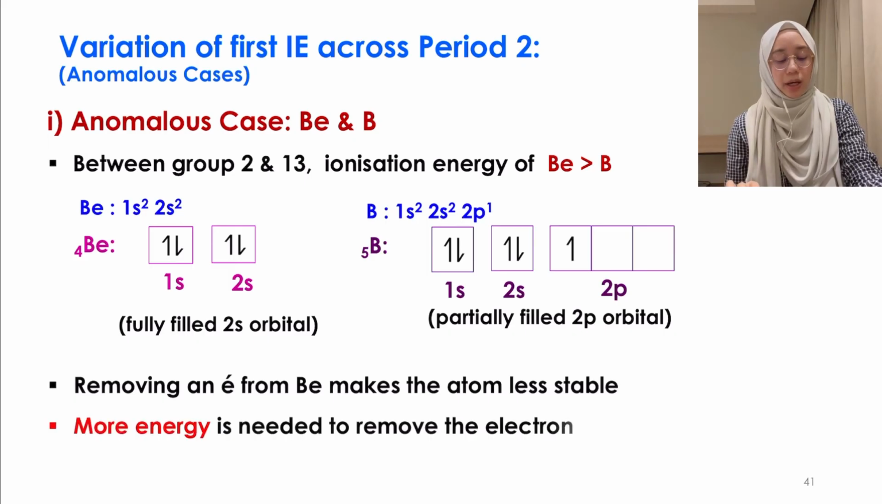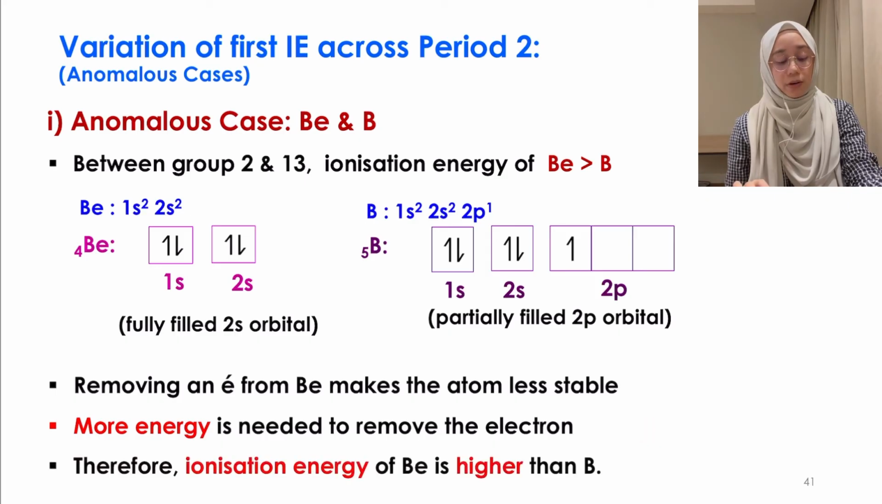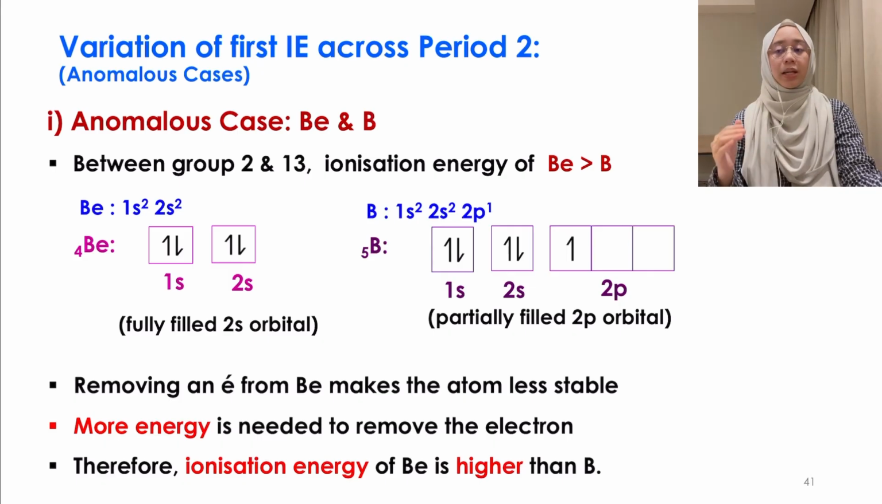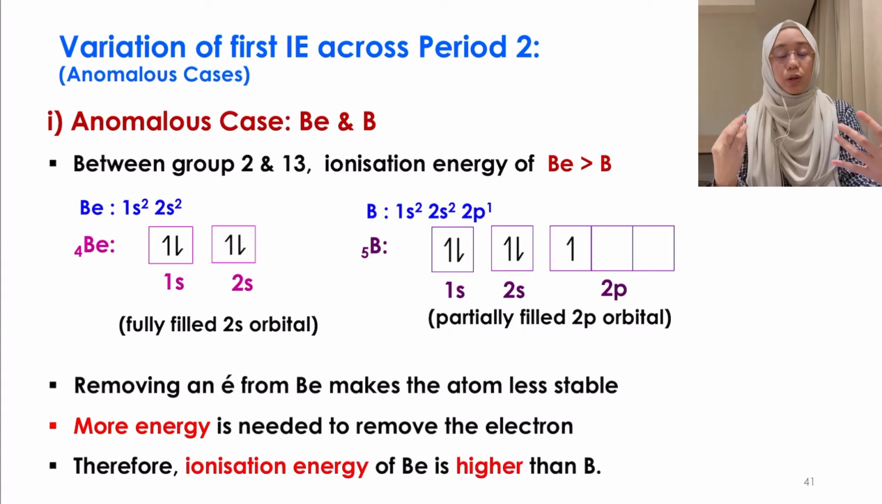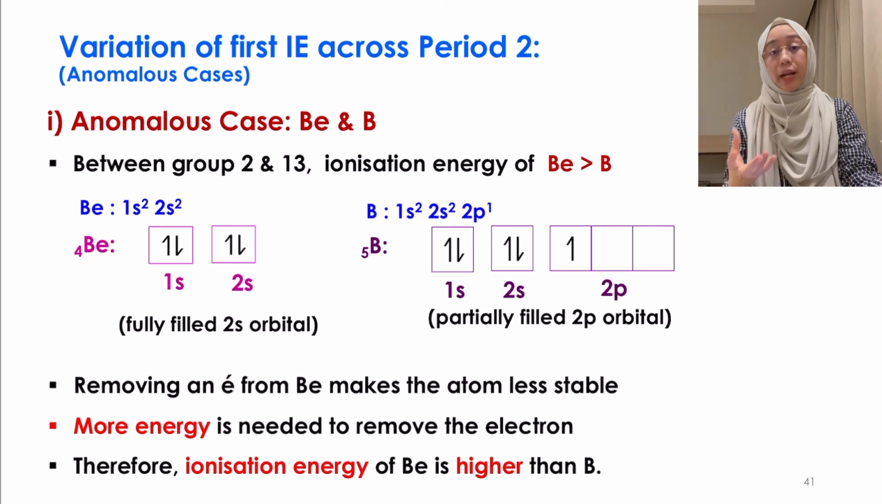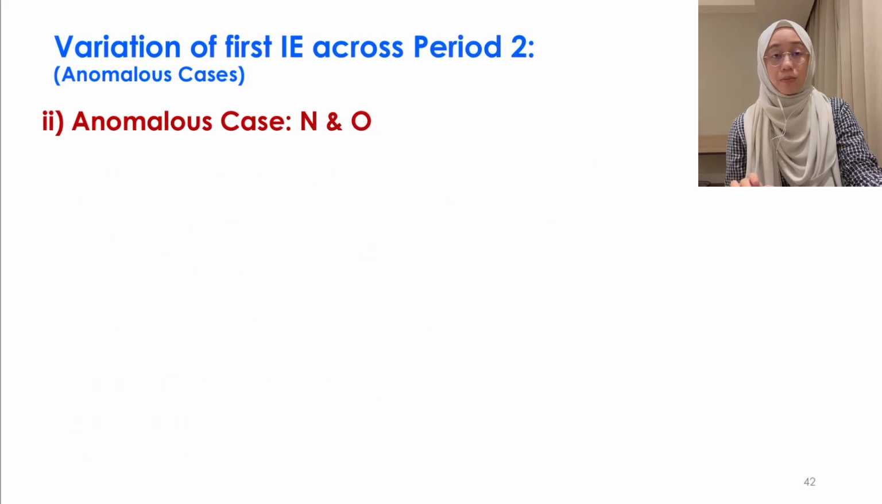Okay, so that is why more energy is needed to remove the electron. Therefore the ionization energy for Be is higher compared to boron. As simple as that. Okay, dia berkaitan dengan stability. Which particular orbital is more stable? So disebabkan fully filled is more stable, that is why removing one electron from that actually requires more energy. So ionization energy pun jadi tinggi lah. Okay, that is for beryllium and boron.